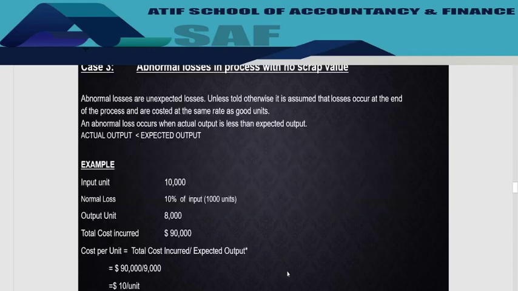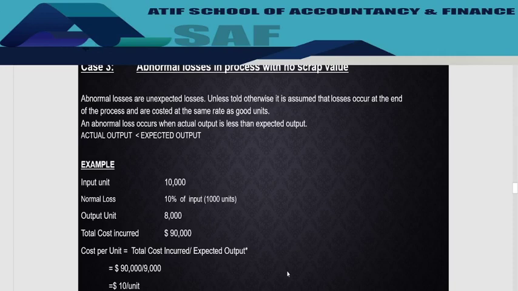The third case is abnormal losses in process with no scrap value. Abnormal losses are unexpected losses. Unless told otherwise, it is assumed that losses occur at the end of the process and are costed at the same rate as good units. An abnormal loss occurs when actual output is less than expected output. Or you can say if expected output is greater than actual output, the difference is said to be abnormal loss.